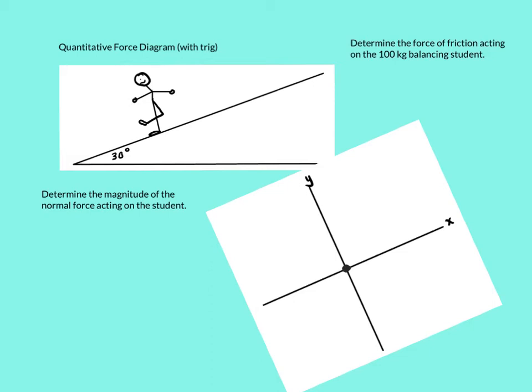So in this video, we're going to look at a couple of examples of quantitative force diagrams where we're at an angle. In this first one, we're going to try to determine the force of friction acting on this student that's balancing on one leg and the magnitude of the normal force. Of course, the first thing we're going to do is draw a force diagram.